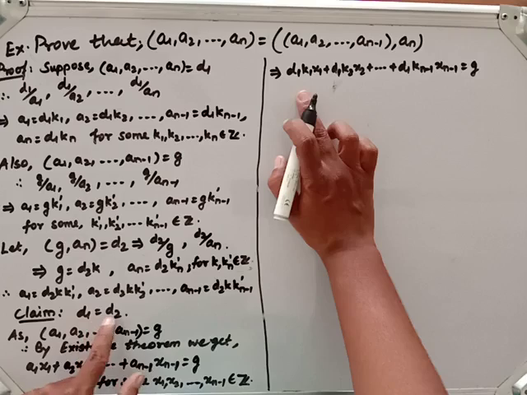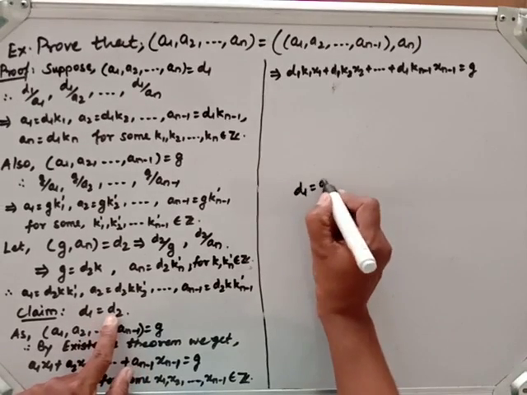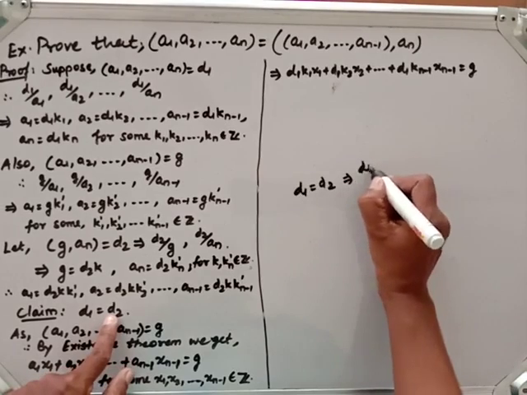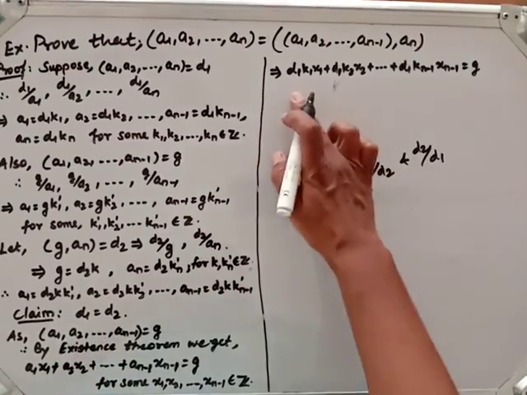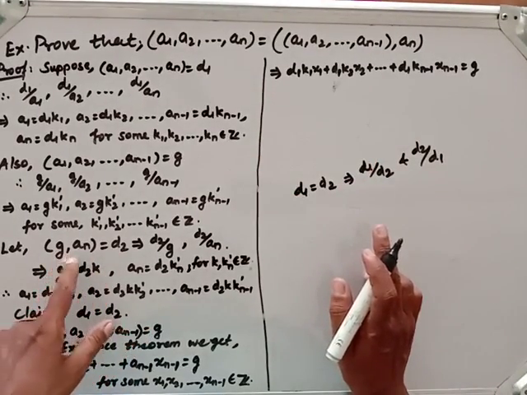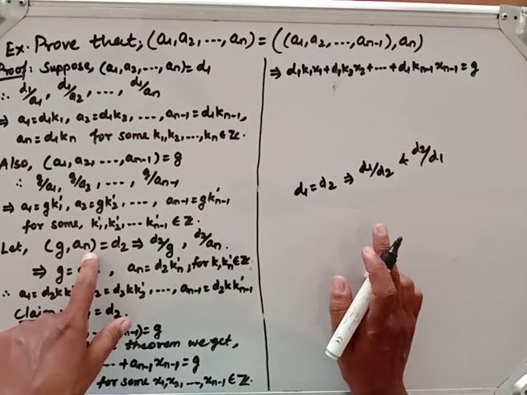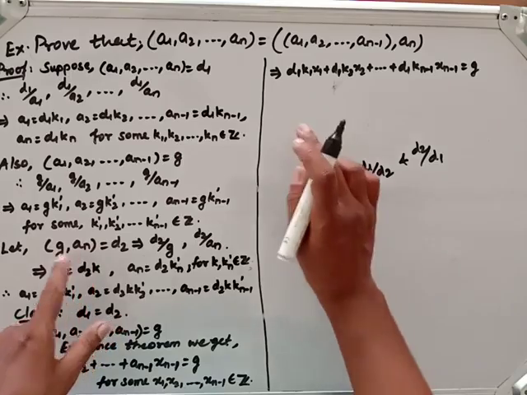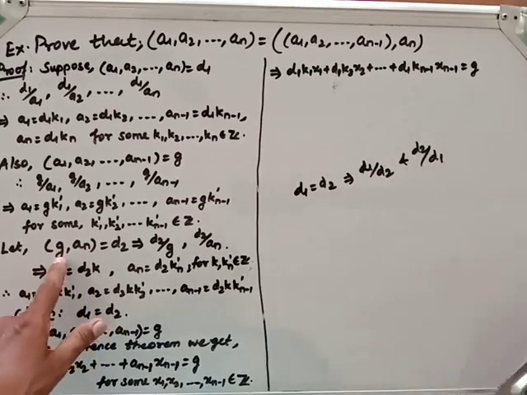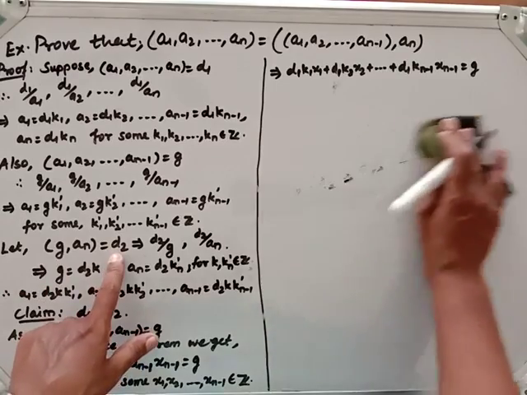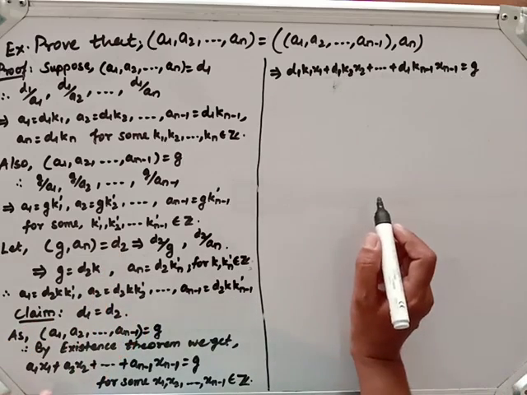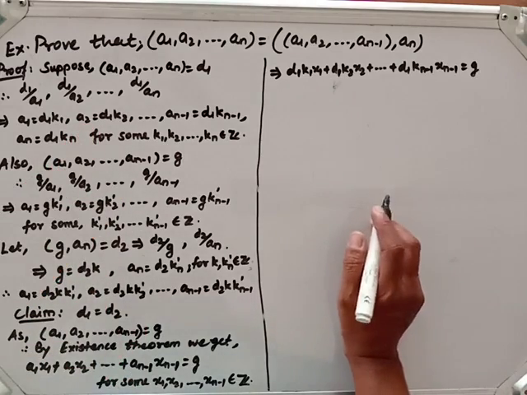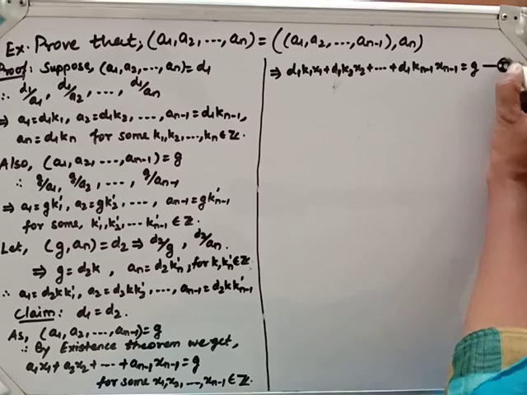Now I have to show d1 equal to d2. To show d1 equals d2, I simply want to show d1 divides d2 and d2 divides d1. So if I get d2 equal to Gx plus an y, then that G will be substituted, and we can easily show that d1 divides d2. For that purpose, I obtained the value of G in terms of d1. That's why I substituted a1, a2, up to an-1 in terms of d1. Now call this equation number 1.